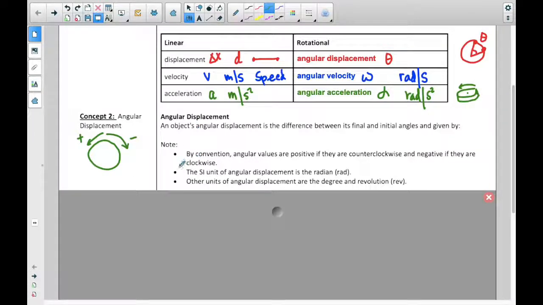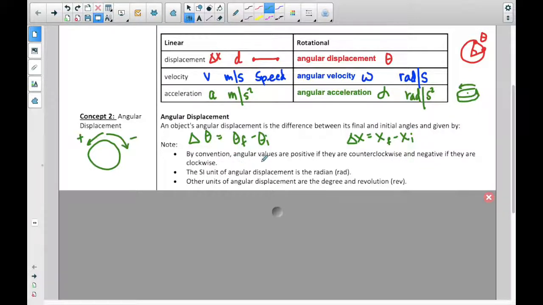When we talk about angular displacement, it's the difference between its final and initial angles. So we're basically talking about our change in theta. How much did the angle change? That is our final minus our initial, which would be our change in the angle, or the angular displacement. Remember when we were in the kinematics unit, we were talking about the linear things. When we talked about linear, we had a very similar situation. It was just change in x, and it was the final minus the initial for the change in x.